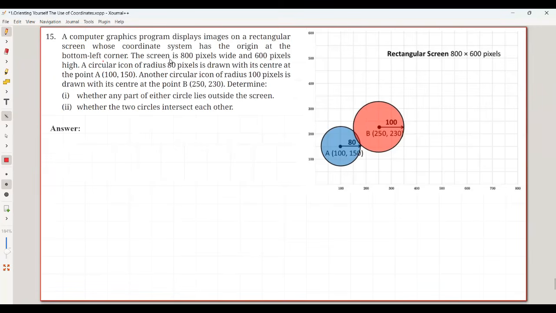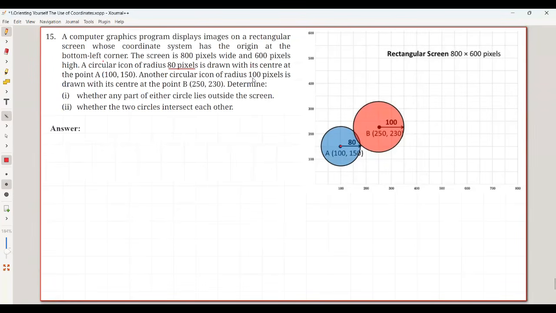Where is it given? The screen is 800 pixels wide and 600 pixels high. Now the circular icon of radius 80 pixels is drawn with its center at the point (100, 150). Take the x-axis as 100, 200, 300, 400 up to 800. Here also 1 unit is equal to 100. Now at the point (100, 150), take a radius of 80 pixels and draw the circle.